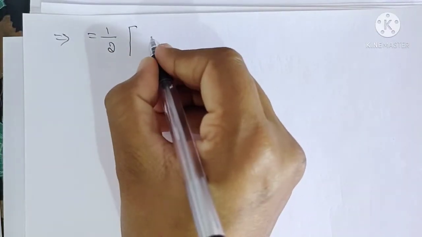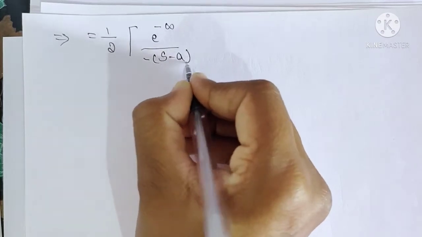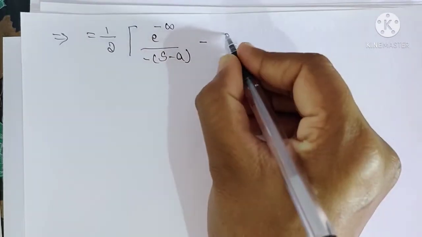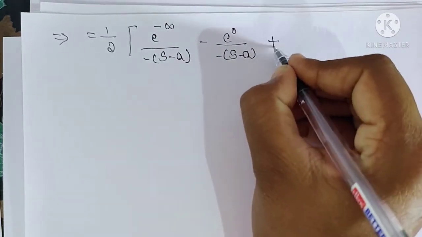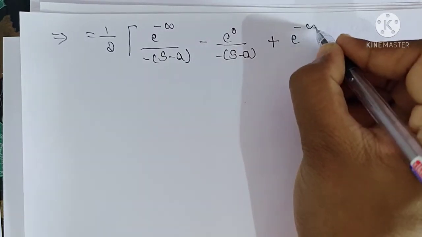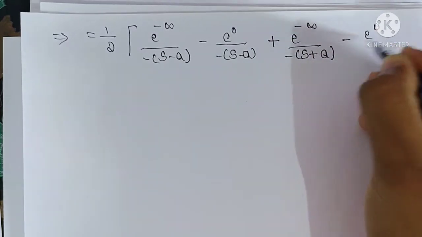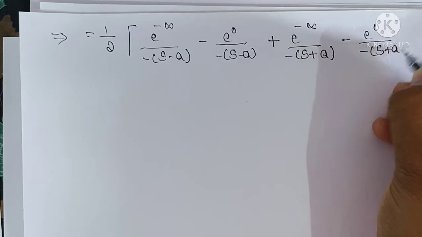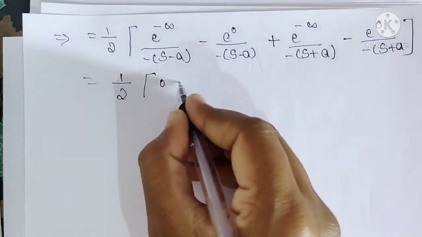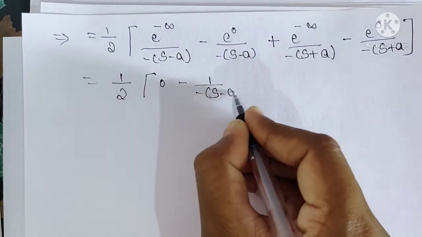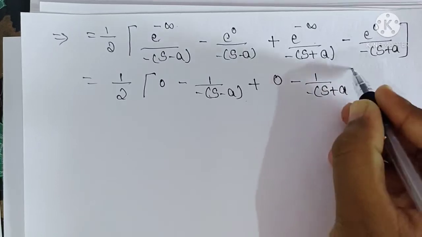If you apply limit infinity, you will get e to the power of minus infinity divided by minus s minus a, minus e to the power of 0 divided by minus s minus a, plus, if you apply infinity limit, e to the power of minus infinity divided by minus s plus a, minus e to the power of 0 divided by minus s plus a. See, 1 by 2 as it is, e power minus infinity value is 0, so this term becomes 0, minus 1 divided by minus s minus a, plus this term value is 0, minus 1 divided by minus s plus a.